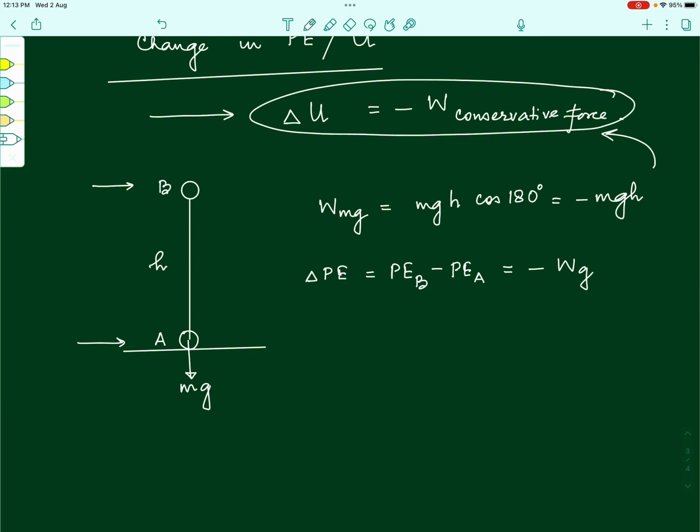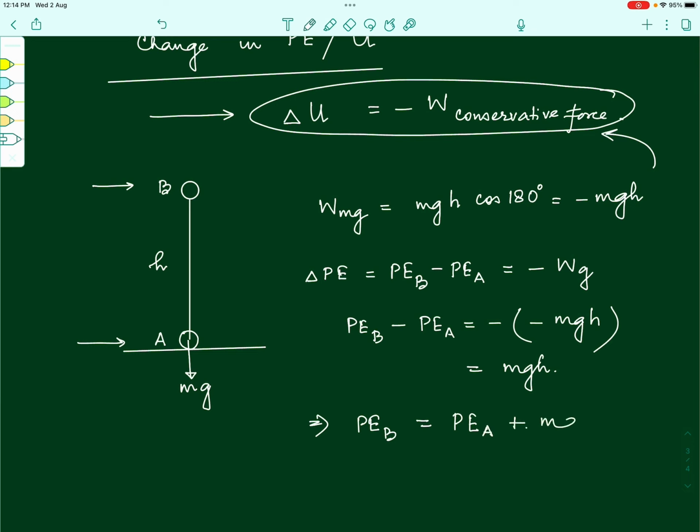Let us substitute that here. We get potential energy at B minus potential energy at A is equal to negative of minus mgh. Minus mgh is the work done by gravity, isn't it so? Which then becomes mgh itself. Minus signs cancel out. And from here we write potential energy at B is equal to potential energy at A plus mgh. Now, this expression is a very important expression to understand about potential energy.